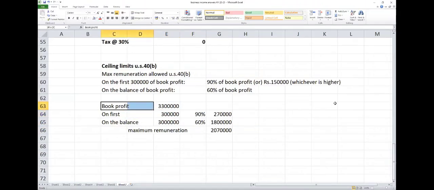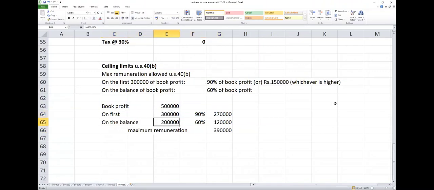On the first 3 lakhs of book profit, 90%. On the balance, 60%. So the maximum remuneration allowed is 20 lakhs 70,000, which will be taxed in the hands of the partners. Book profit is 5 lakhs. On the first 3 lakhs, 90%. 3 lakhs at 90%, 270.